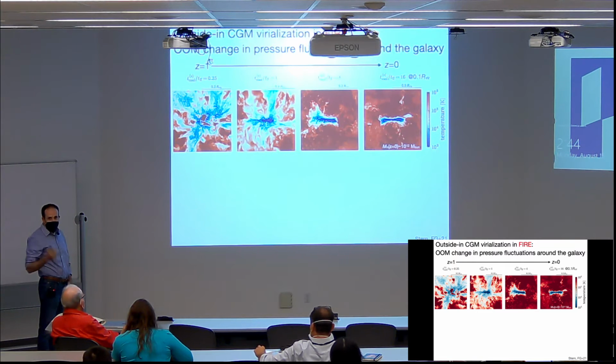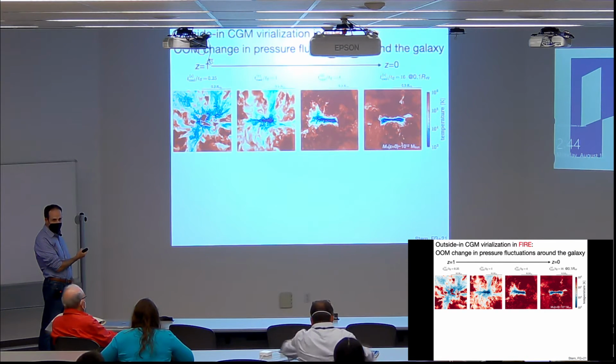Okay, so this was a highly idealized cartoon in spherical symmetry. This is an illustration of how the CGM virializes in the FIRE simulation, which is far from spherically symmetric and also much more dynamic. This shows maps of temperature in the inner circumgalactic medium in a Milky Way mass galaxy from redshift of 1 to redshift of 0.